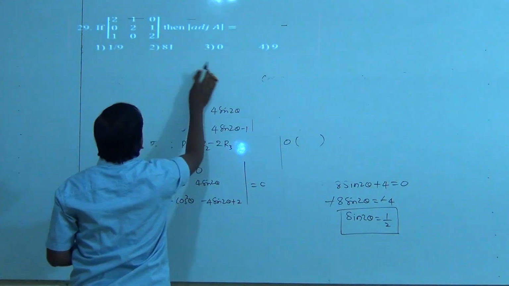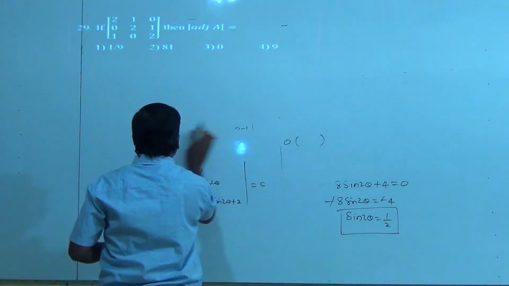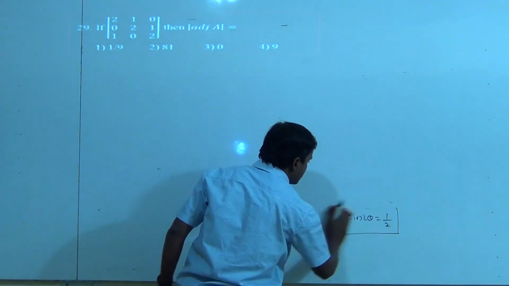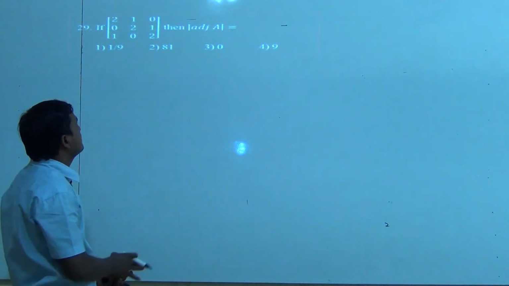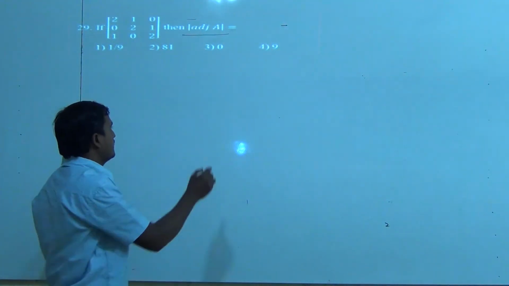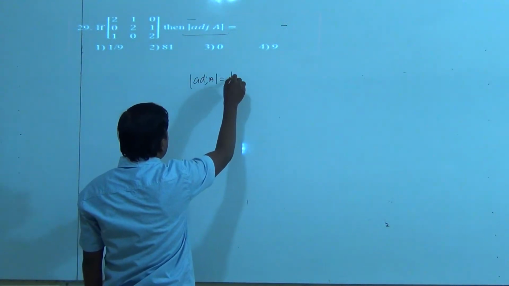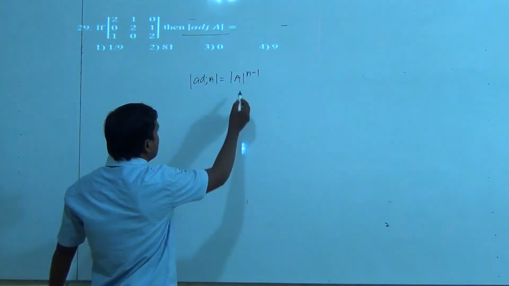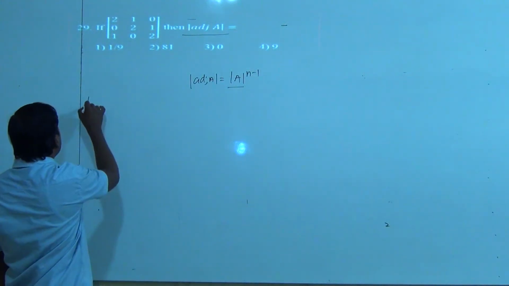Okay, this one. So this question already we have discussed, such type of questions. So here how you have to find this one? Here we should find the determinant of adjoint of A. So you know that determinant of adjoint of A is equal to determinant of A raised to n minus 1. So here first we should find determinant of A. So what is the determinant of A?